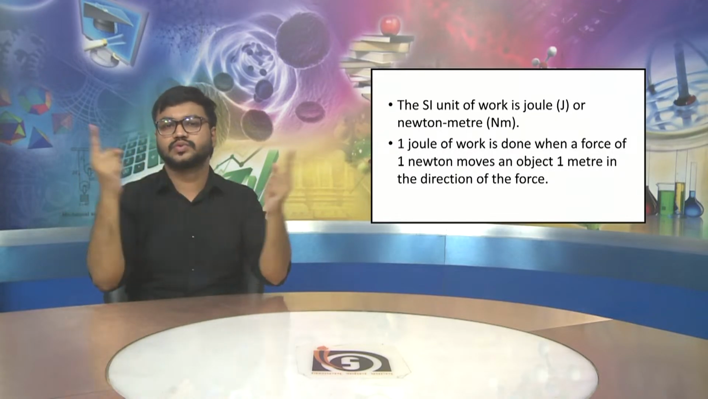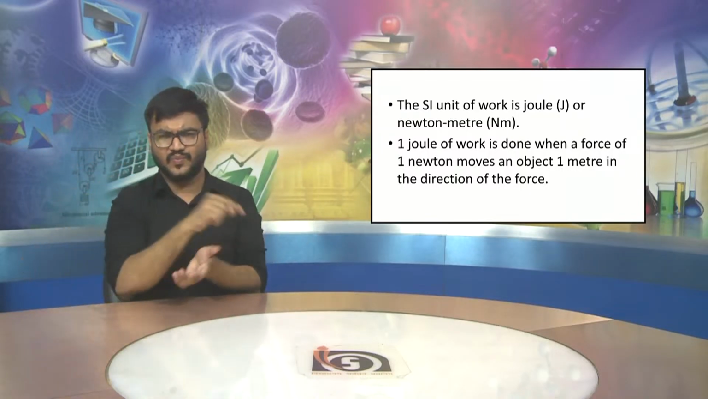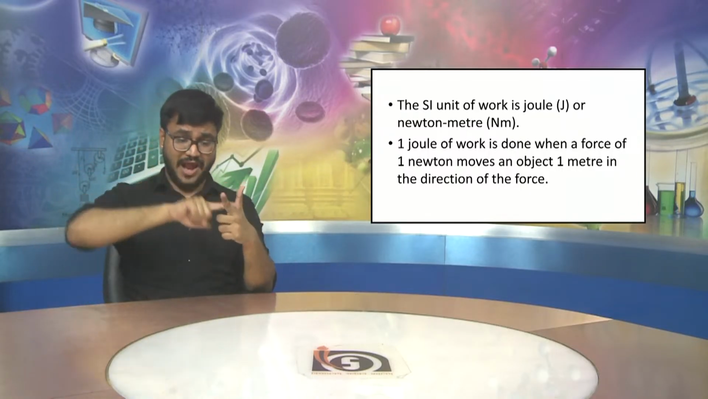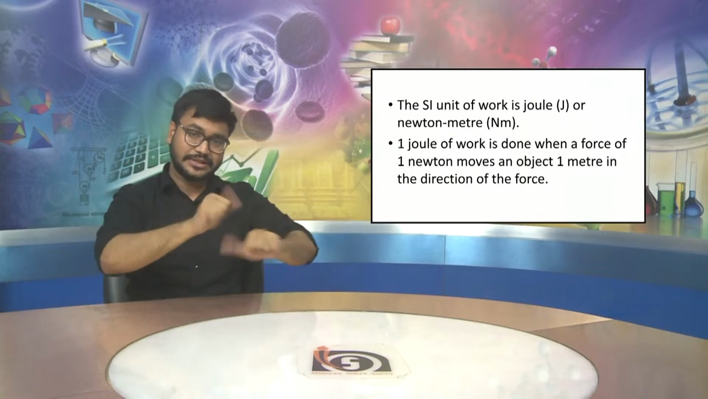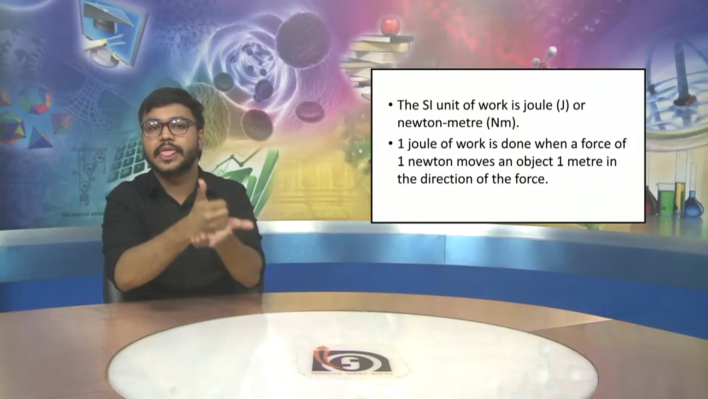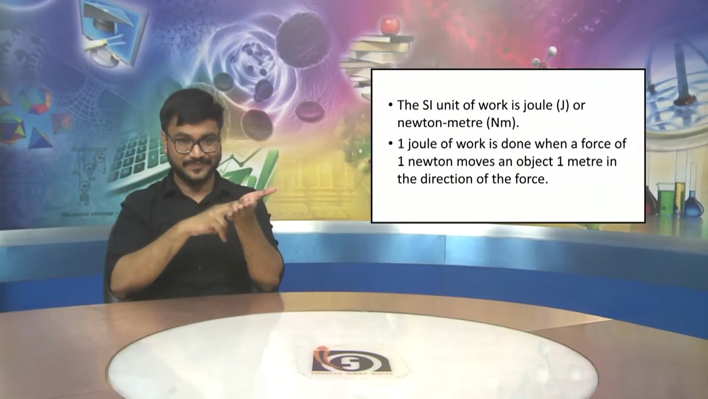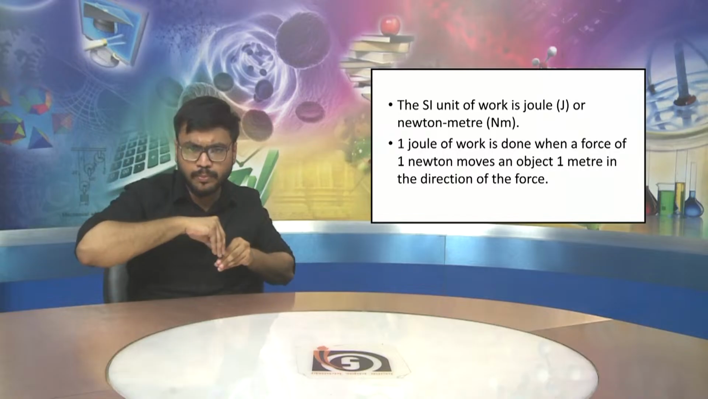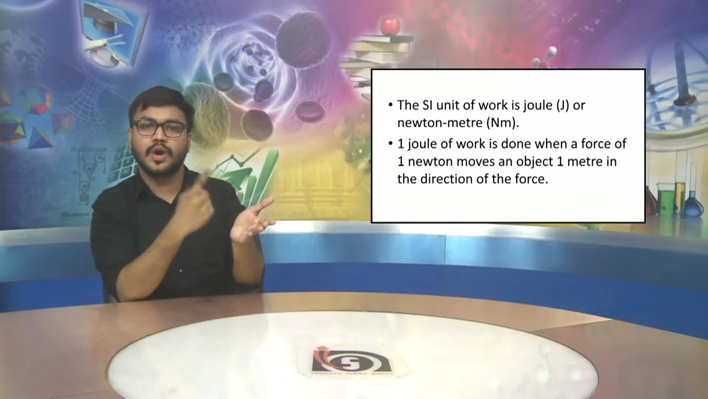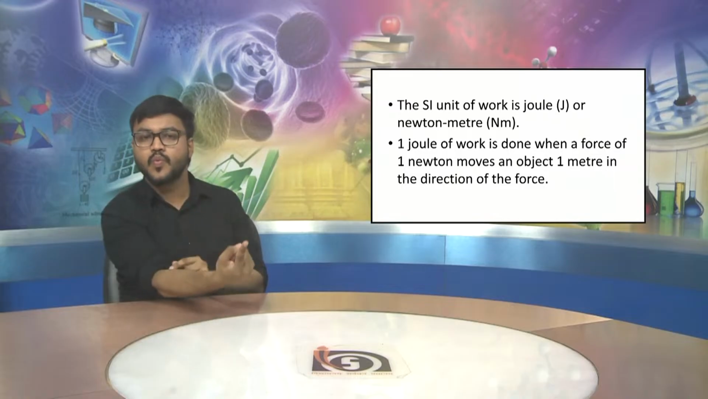The SI unit of work is joule, in short J, or Newton meter, in short Nm. 1 joule of work is done when a force of 1 Newton moves an object 1 meter in the direction of the force.